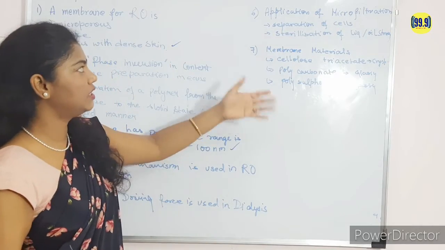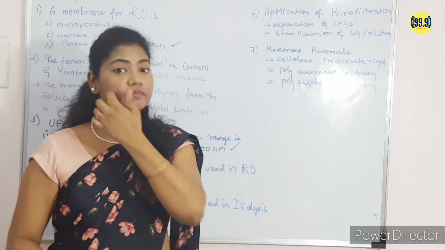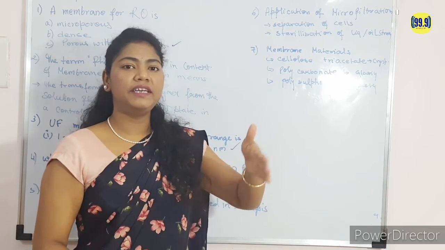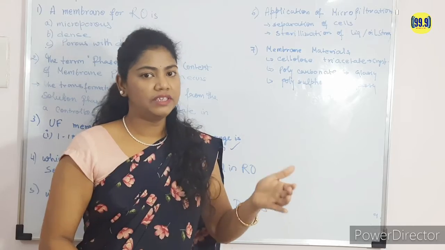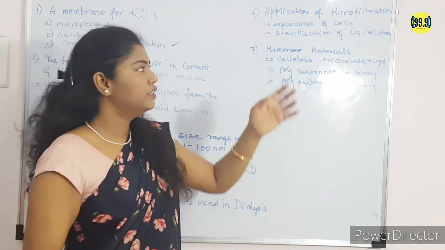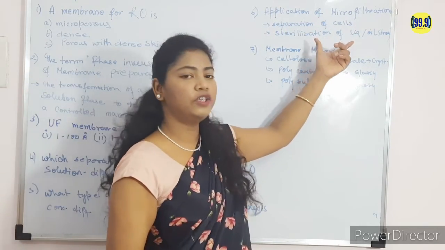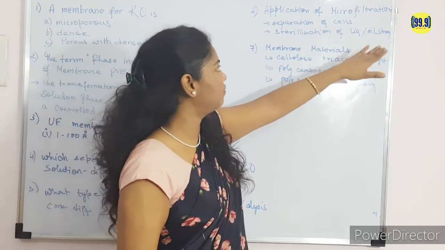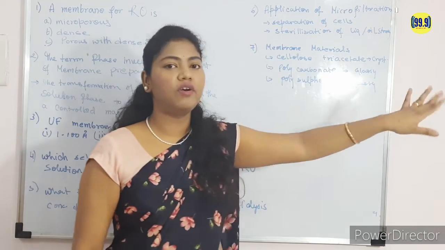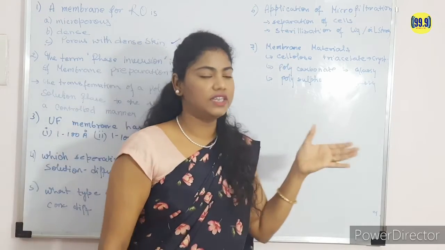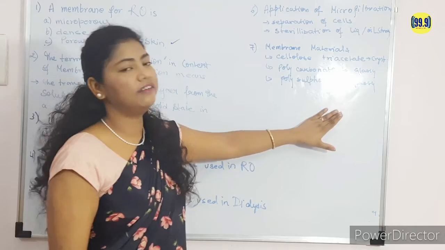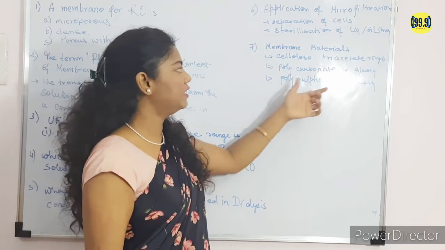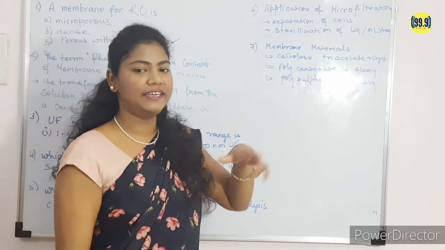Now come to the sixth question, the application of microfiltration. In case of application they can ask like an MSQ, which means they have four options, maybe two options correct, or three options correct, or all of the above. I have written here two applications: the microfiltration application is separation of cells and sterilization of liquid and gas streams. The seventh question is about membrane material, which type of membrane material is used. There are polymers such as cellulose, polycarbonate, polysulfone, and a number of polymers which I discussed previously.